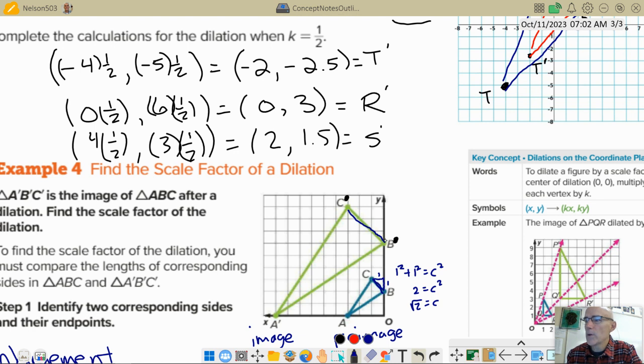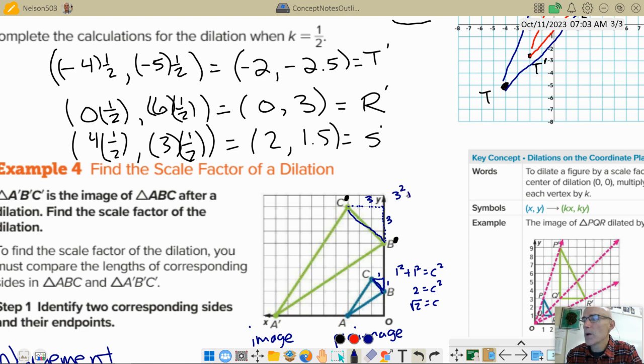Let's find out how big B prime C prime is. So we go up 1, 2, 3. 1, 2, 3. Oh, well, wait a minute. We've just made that 3 and 3. Our scale factor has to be 3, right? It has to be an enlargement of 3. But let's just check it out real quick. I think that's what's going to happen, but let's just check it out.